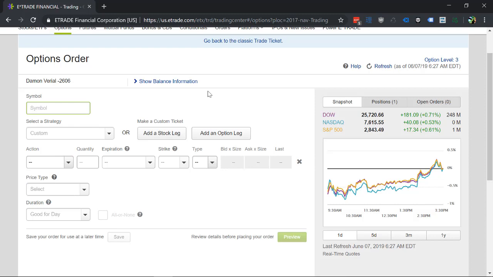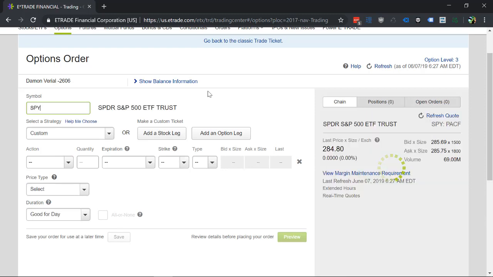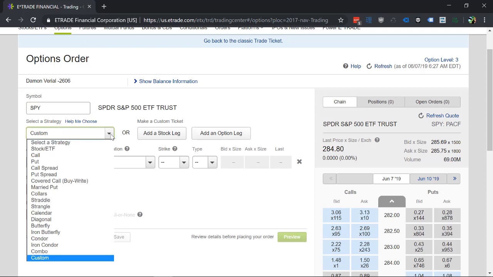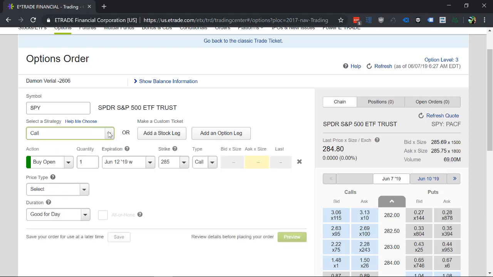So first thing you want to do is put in the ticker that you want to trade. Here we're going to pretend like we're trading the SPY. And it's going to automatically put you in a custom strategy. And you can do this manually if you want. You could just follow the custom strategy and add an options leg. But if you know that all you want is a call option, you can click this and select from the list, go to call option.